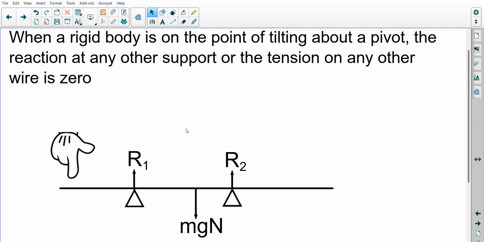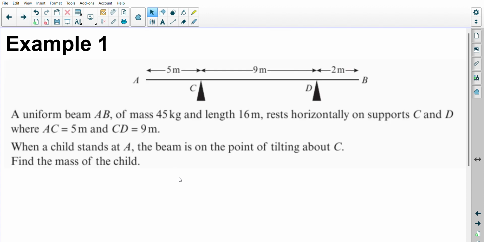Okay, so if we look at examples of this then, example 1, now it's saying a uniform beam AB has mass 45 kilograms, length 16 metres, I think that's what those values add up to there. It rests horizontally on supports C and D, so currently it's in equilibrium. When a child stands at A, the beam is on the point of tilting about C. So point of tilting about C. We've got to find the mass of the child then.